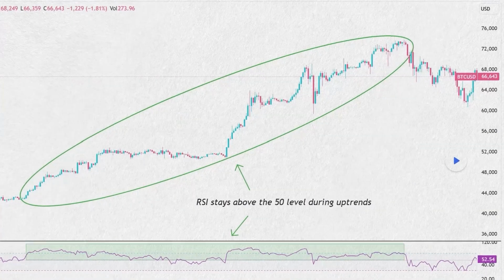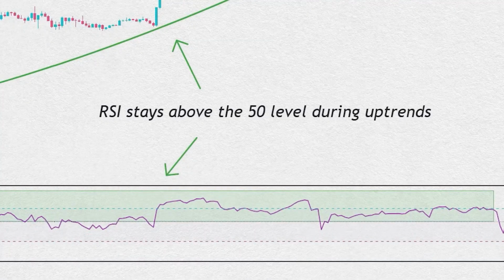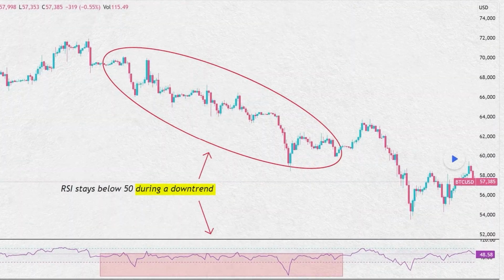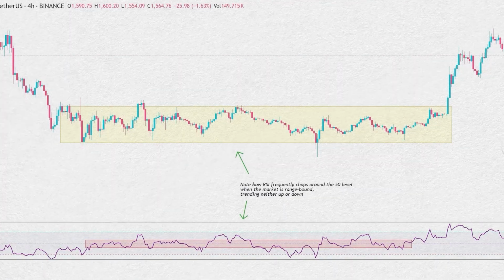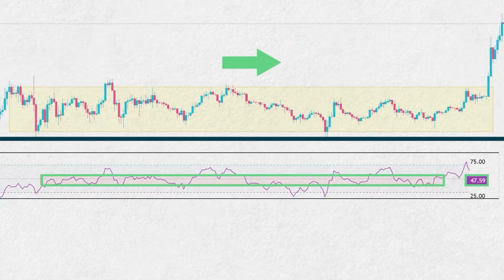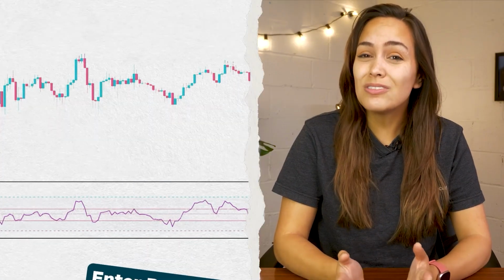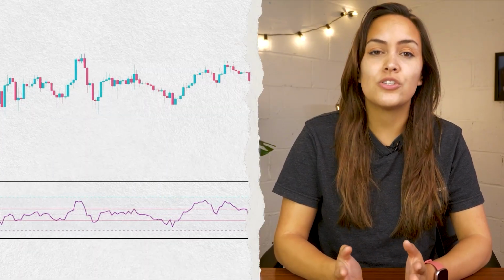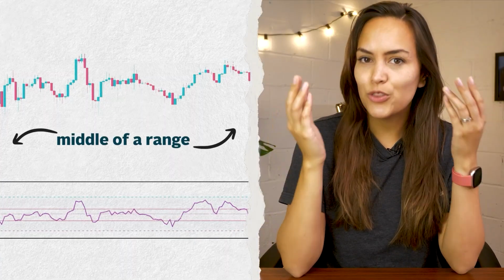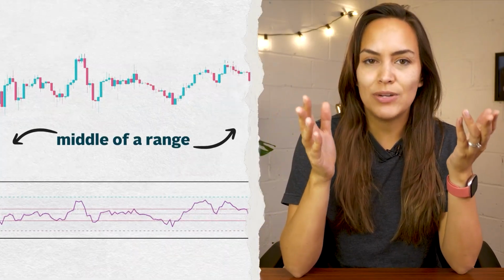However, the caveat here is that the signals from the 50 level can only be useful when the market is in a trend. When a market is consolidating or ranging, the RSI tends to chop around the 50 level with price moving sideways. In this scenario, entering positions based on the 50 level can be really detrimental, as it would lead you to enter positions usually at the middle of a range, which is the worst entry you can get in a ranging market.